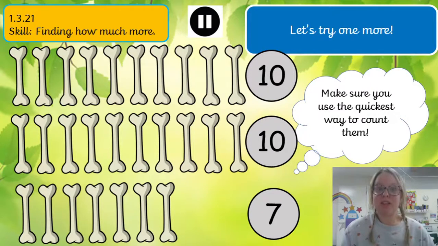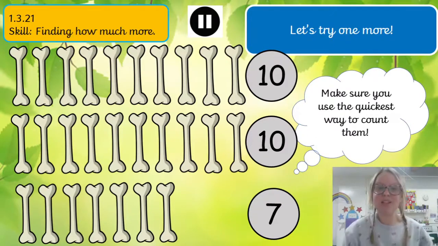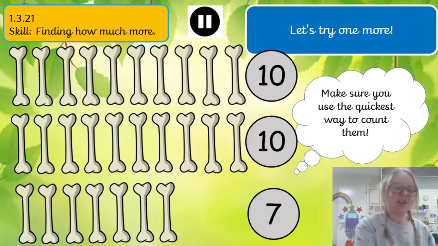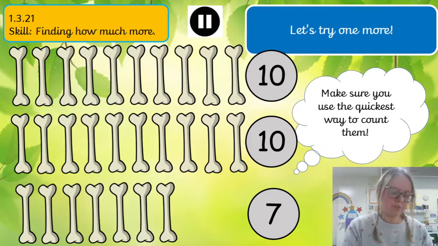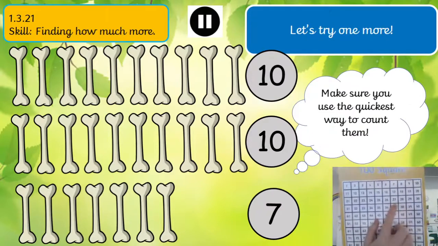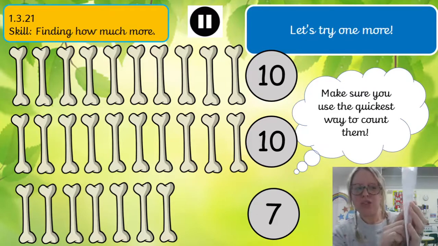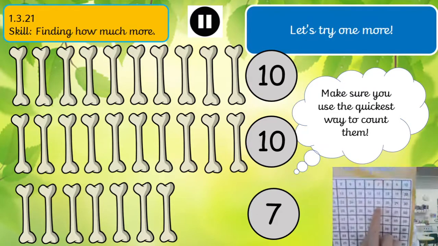10 and 10 makes 20, so put 20 in your head. Then we add on the ones which are 7, 20 and 7 is 27. Can you find that on your 100 square for me? Did you find 27? It's a 2 and a 7. It has 2 10s and 7 1s. 27.